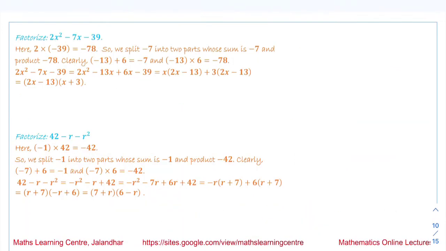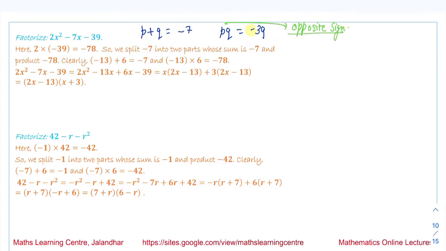Now in the next question, it is 2x square minus 7x minus 39. So now we know that when we have to factorize this kind of terms, we have to find p and q such that p plus q is equal to minus 7 and p into q is equal to minus 39. Now this term is negative, it means p and q will be of different signs or opposite signs, we can say.